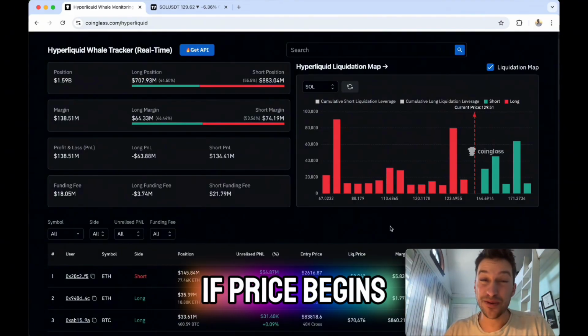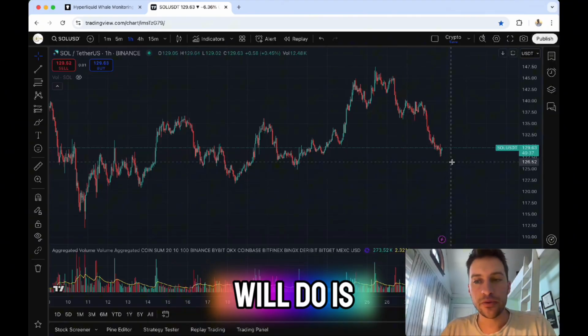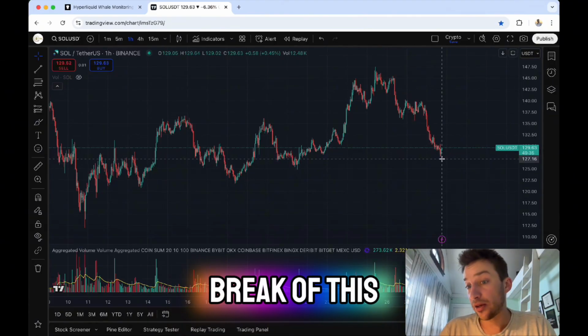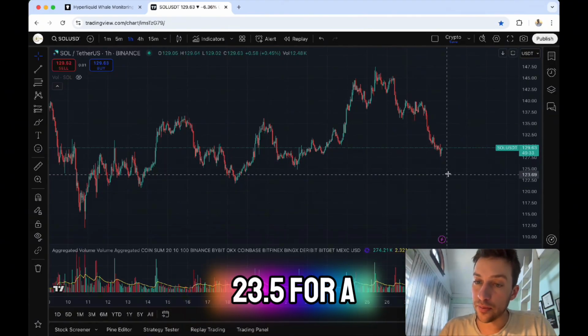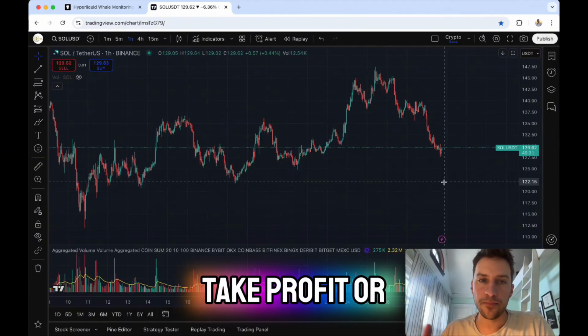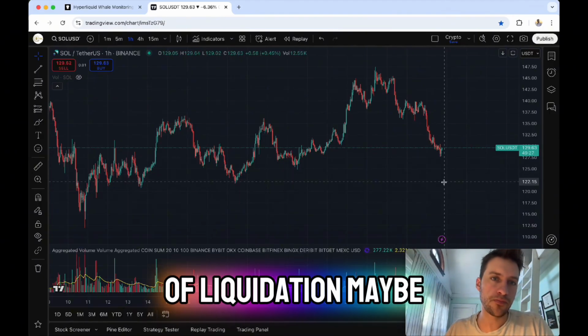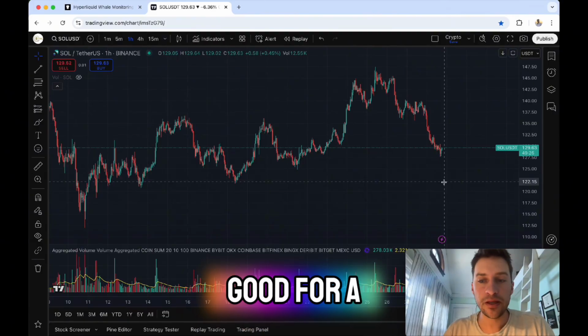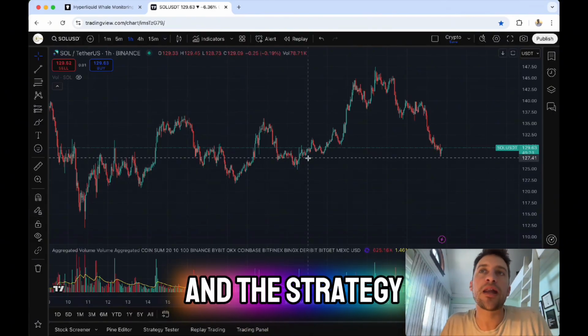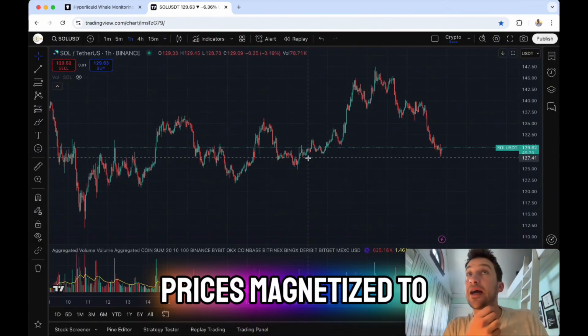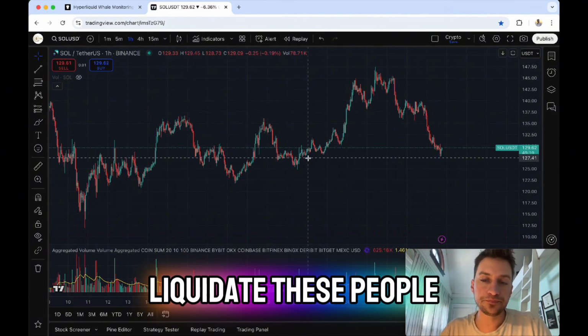That is essentially, if price begins to trend lower, what some guys will do is they will short on, let's say, a break of this low, and target 123.5 for a take profit, or maybe 121, 122 because of the amount of liquidation. Maybe 122s would be good for a take profit. And the strategy there is essentially saying price is magnetized to liquidate these people, right?